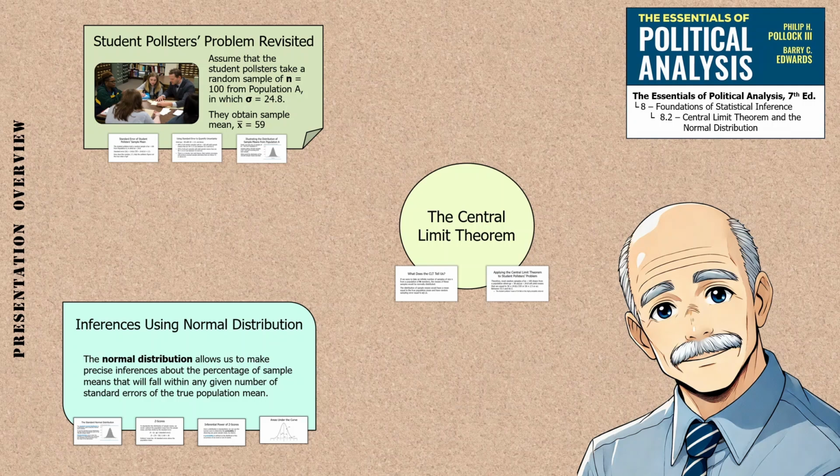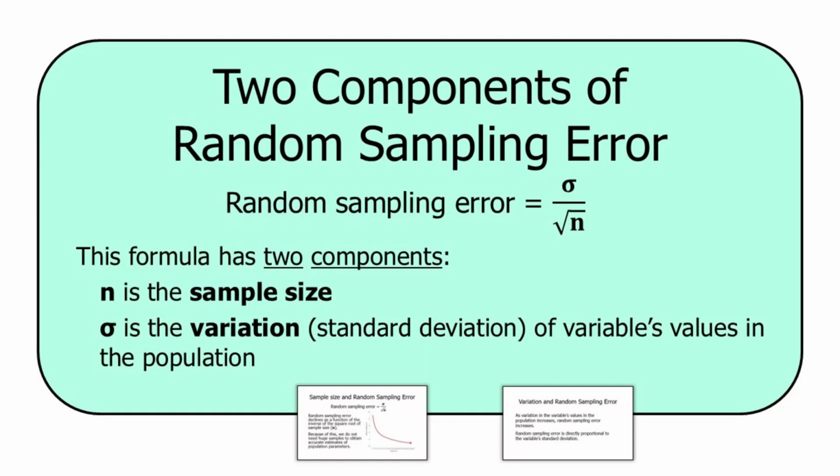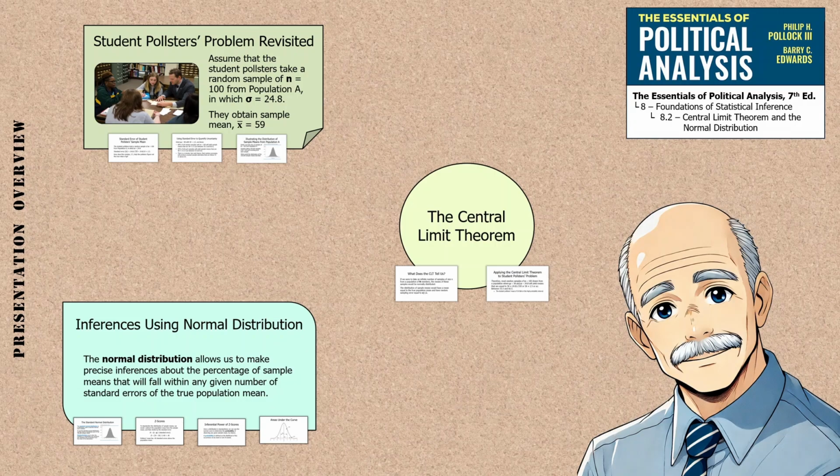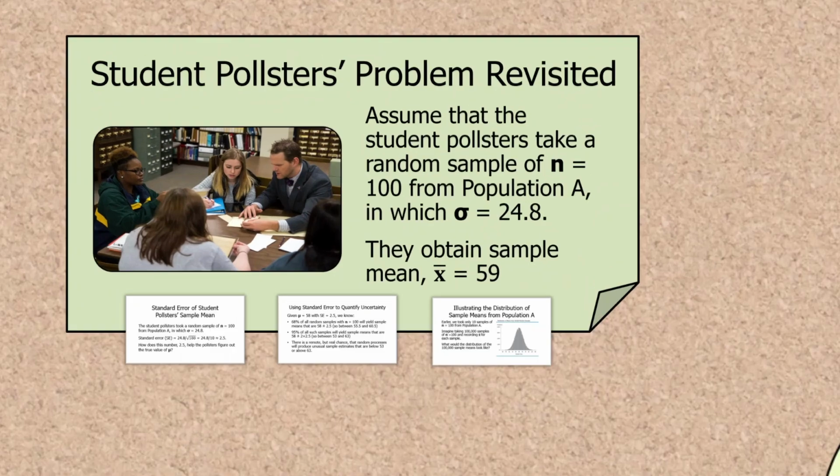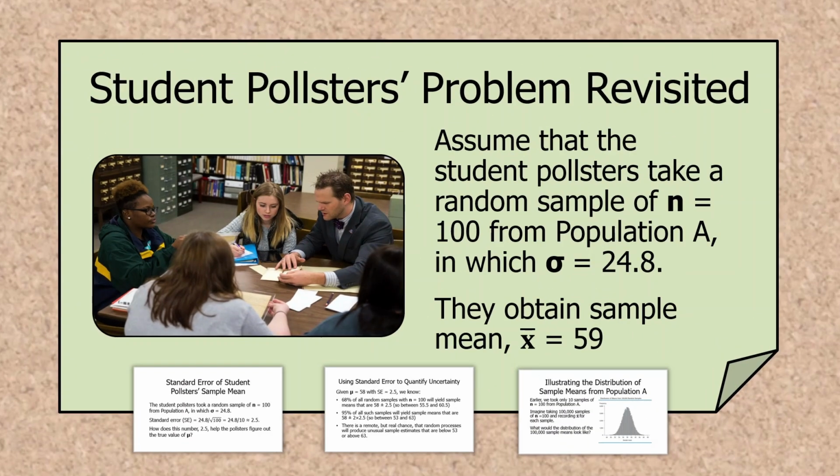In the last presentation, we arrived at the definition of standard error, which is synonymous with random sampling error, the standard deviation divided by the square root of n. Let's return now to our student pollsters and find out how the knowledge of the standard error can help them determine or help them estimate where the population mean lies.